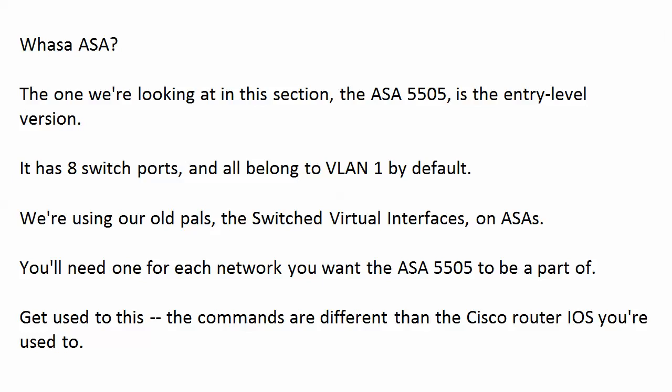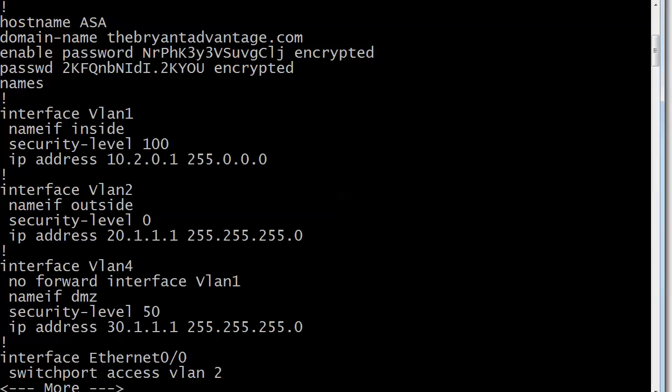Now, we're going to use our old pals, the SVIs, on ASAs. If you've taken your CCNP switch exam, hopefully with me, you've already seen those in action. If not, it's just a logical interface that we apply an IP address to. And I'll actually go ahead and show you what the config for one of those looks like on an ASA.